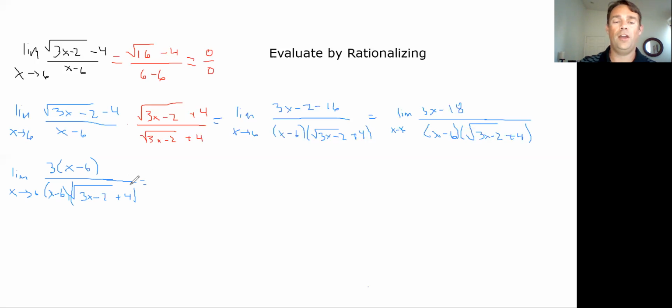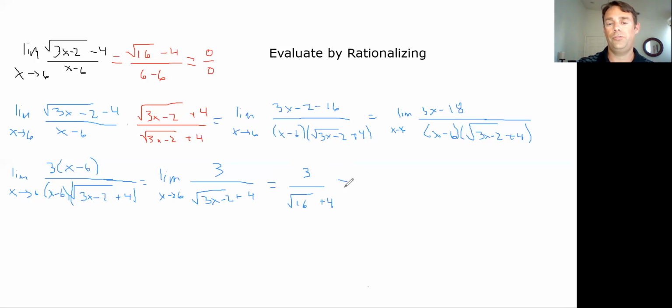So now when my x minus 6's go away, I'm going to be left with a 3 in the numerator. And on the bottom, the root of 3x minus 2, plus 4. Now I can evaluate. So 3 all over the square root of 16 plus 4, which is 3/8.